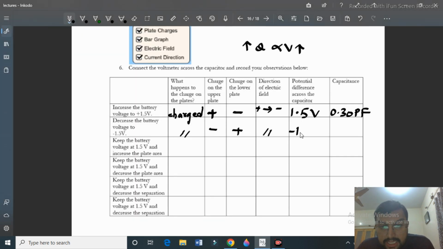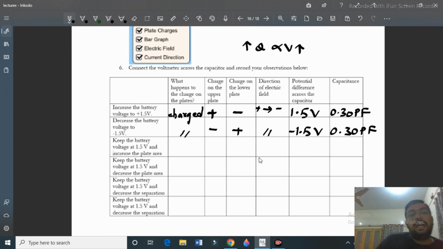But what is the effect on the charge? The charge is increasing continuously when I am increasing the voltage. When I am increasing in the opposite direction, the direction has changed but the capacitor is charged. Now let's come to observation number 3.